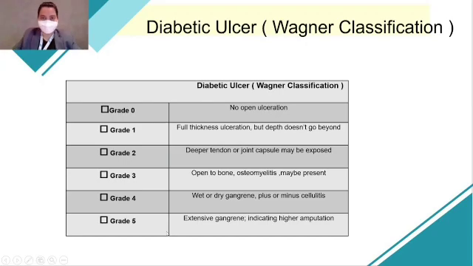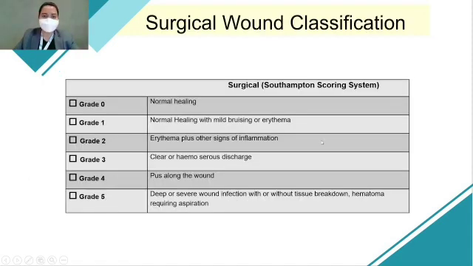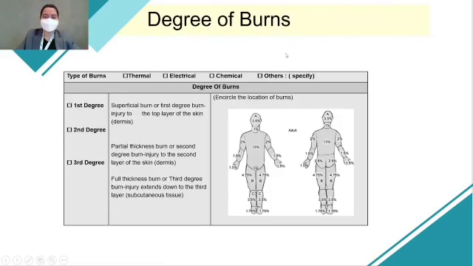We also have diabetic ulcer. I also explained this earlier. For the STAR skin tear, we also have category 1 up to category 3. Surgical wound classification, I also discussed this. And the degree of burns.